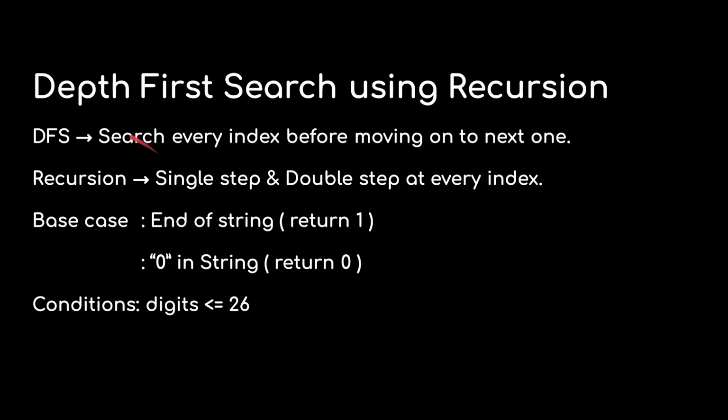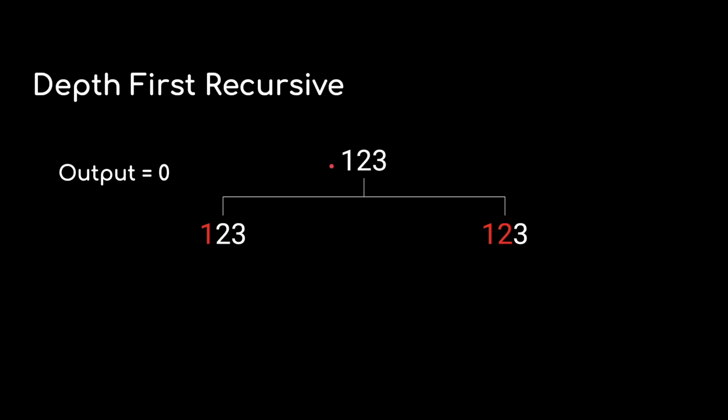using recursion, we will go depth first into our search. So let's see how we can do that. So let's say we have this string 1, 2, 3. So at one side we're taking a single digit 1 and on the other side we're taking a double digit 12. We will repeat the same step for every subproblem.